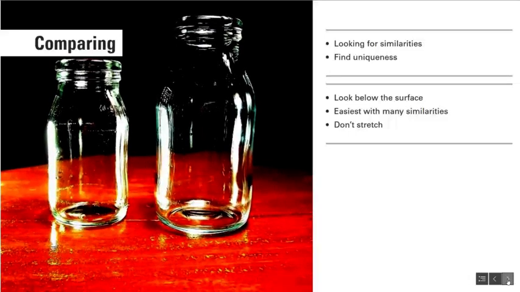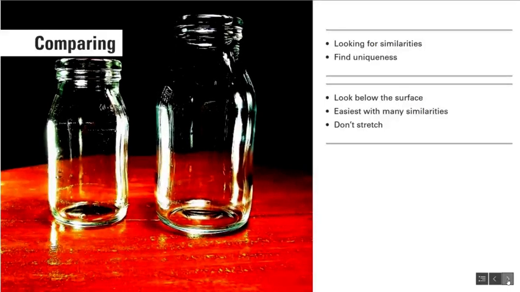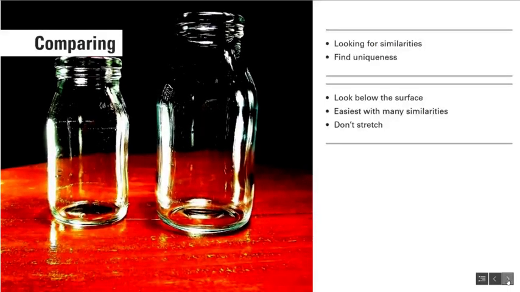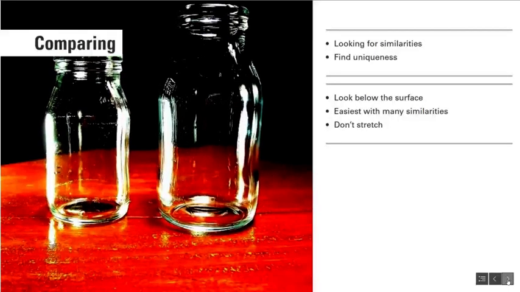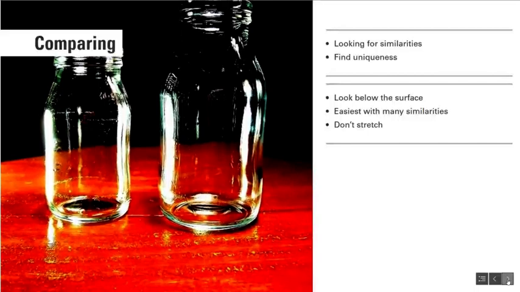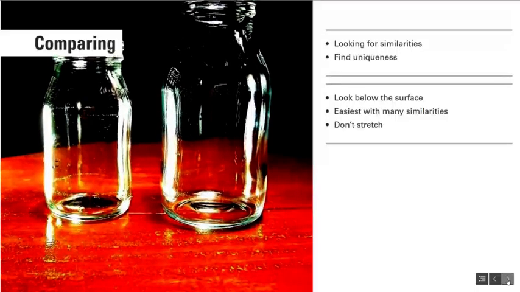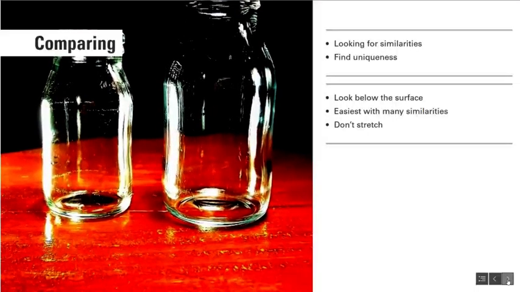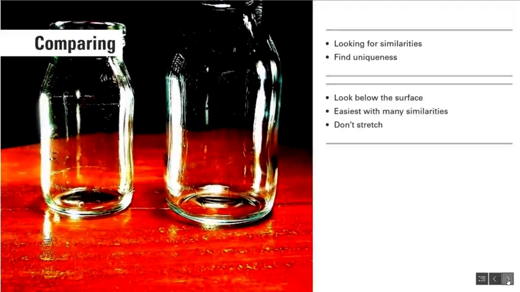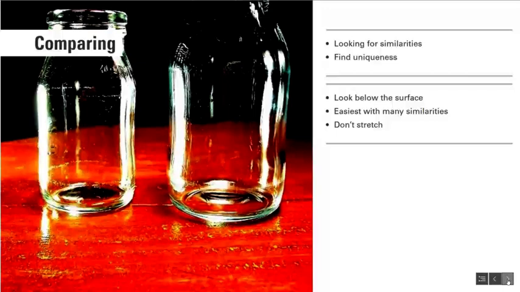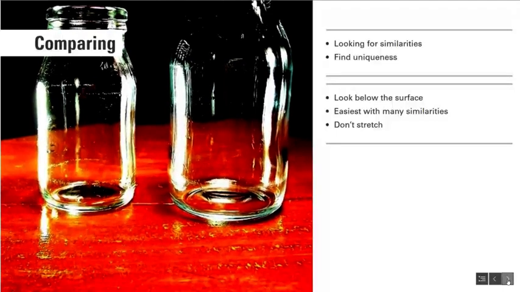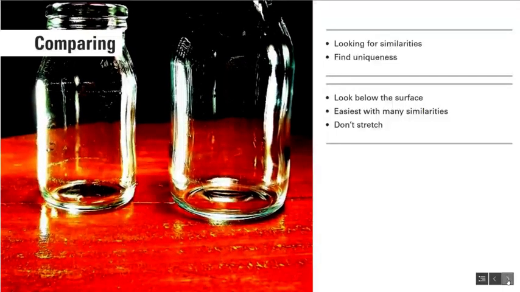So sure, when you're comparing these jars, one of the easiest things to do would be to say they're both made of glass. That's great, but look below the surface. Look deep within it. Maybe one is made in Wisconsin and one is made in Florida, and there are different glass blowing techniques for each one of them. Sometimes with the subjects that you're comparing, you're going to have to do a little bit of research.